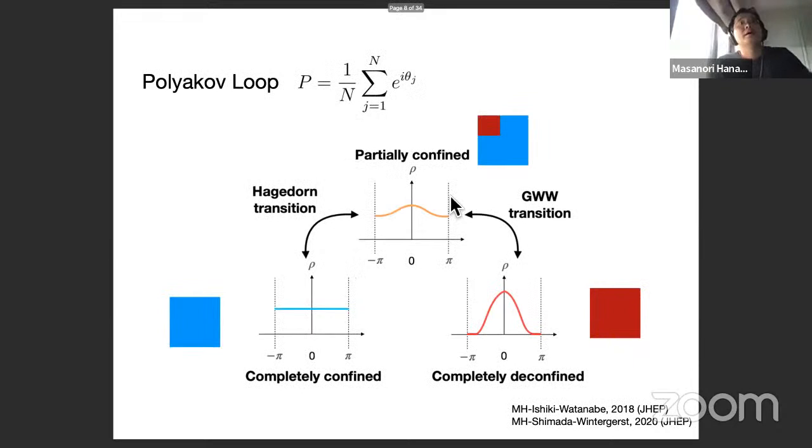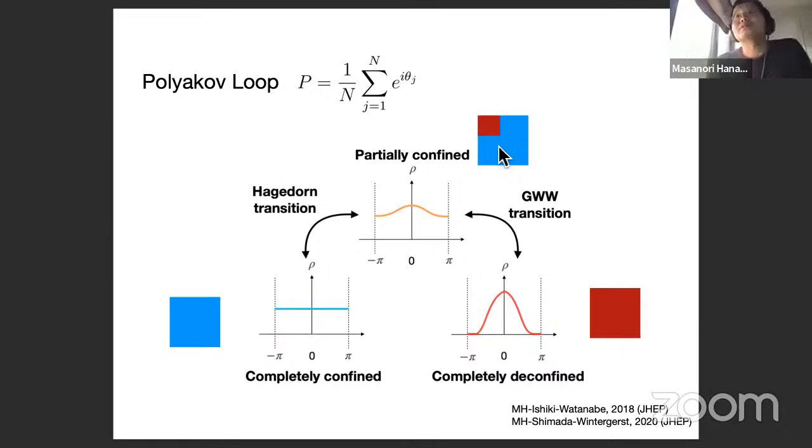So our claim is that this uniform distribution corresponds to the completely confined phase, so no degrees of freedom are excited. And this gapped distribution corresponds to the completely deconfined phase. But this partially deconfined phase is something in between. Some color degrees of freedom are excited, and the rest are not. So in the space of color, the deconfined sector and the confined sector coexist.